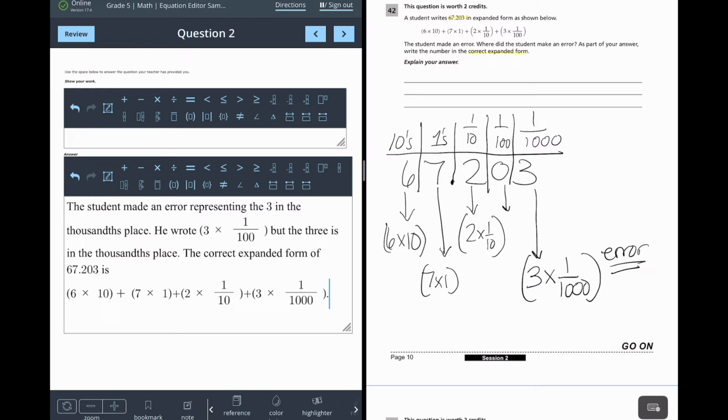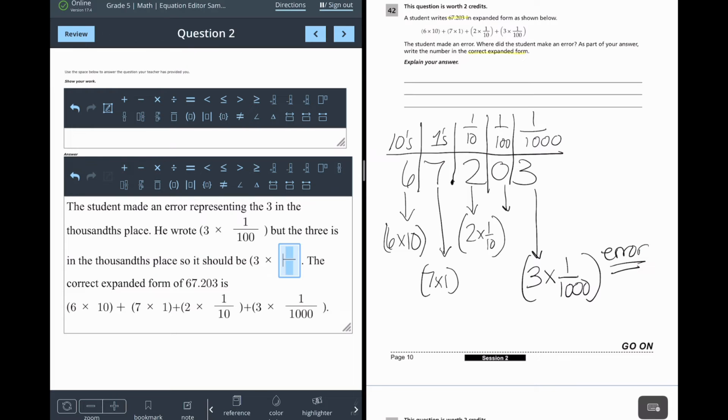I kind of want to add, but the 3 is in the thousandths place, so it should be 3 times 1,000. Okay, there we go. So I just added that one little point, but now this is a complete answer.